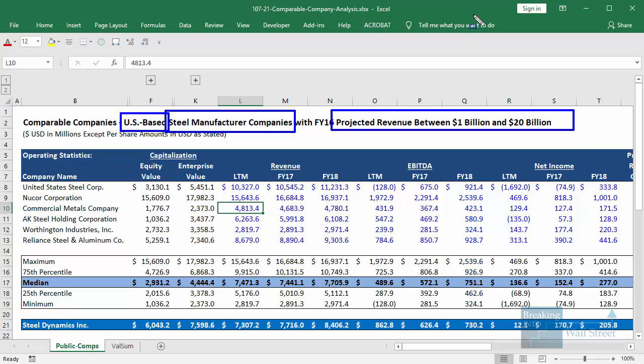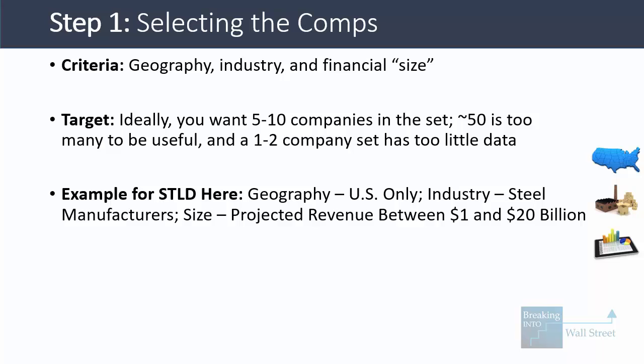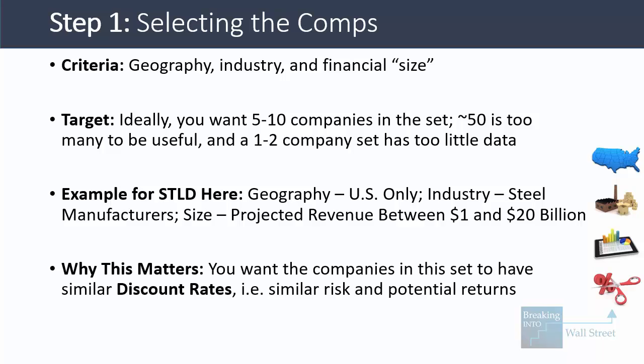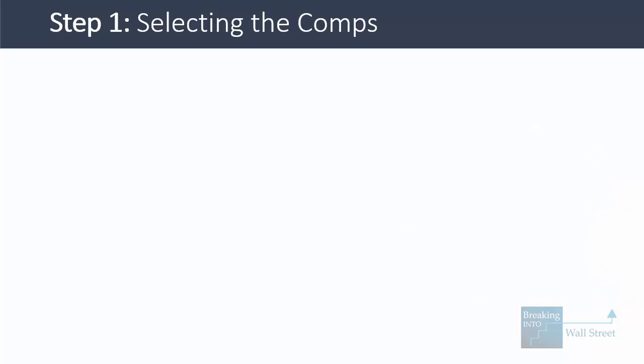Now this is a very wide range, but it's still much better than having all steel manufacturing companies in the US, or making it 1 billion plus, or less than 20 billion, or something even wider than this range. This matters because you want companies in this set to have similar discount rates. In other words, you want the risk and potential return profiles of these companies to be roughly similar.